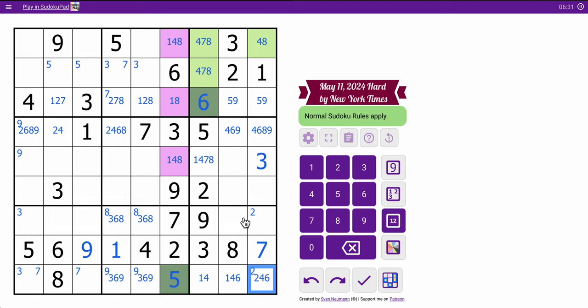Can't be 5 either. That sees 2. That sees 1. Actually, 5 is there. It doesn't help me with the rest of the bottom rows, though.